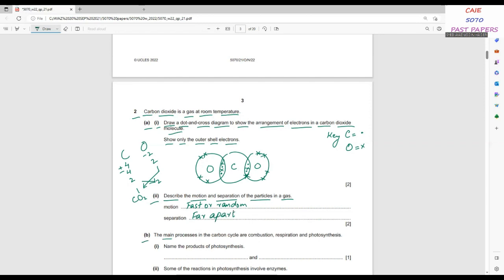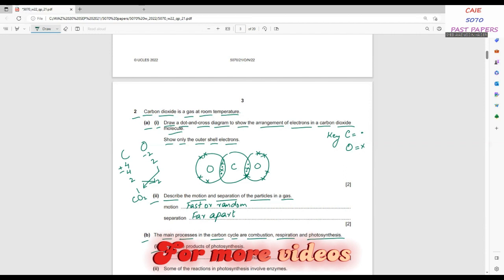Part B. The main processes in the carbon cycle are combustion, respiration, and photosynthesis. Number one, name the products of photosynthesis. We know that during photosynthesis, plants take up carbon dioxide and water from the air, and in the presence of sunlight, they produce two products. One is oxygen gas, and the other is its food, which is glucose.